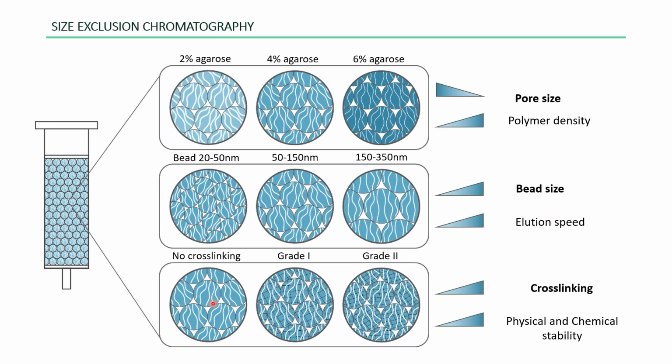And then we can also use crosslinking, chemical crosslinking in the resin. And that is important for physical and chemical stability, mostly when you use very long columns or you don't use gravity elution, but you use an ÄKTA system that implements pressure on the sample.